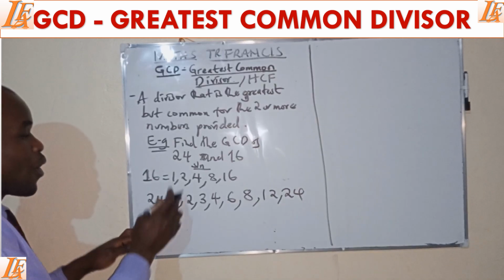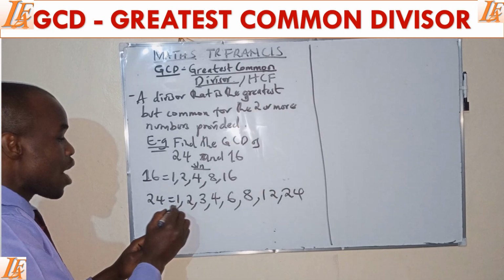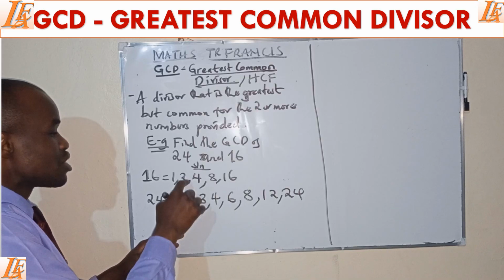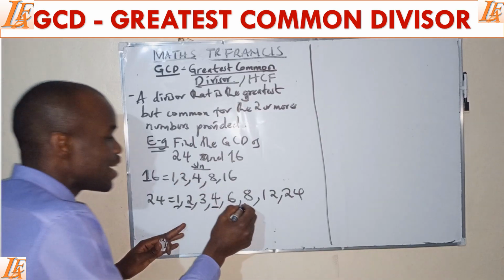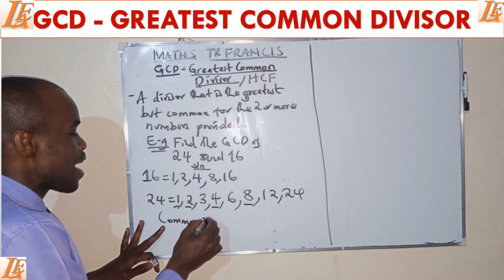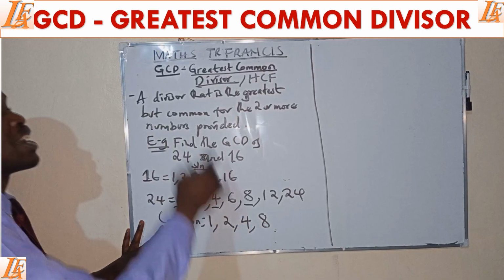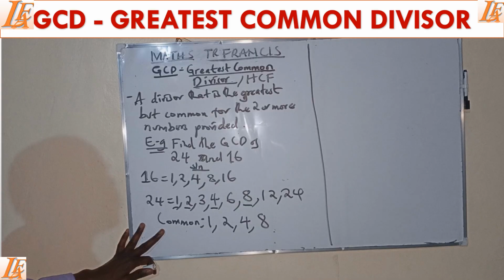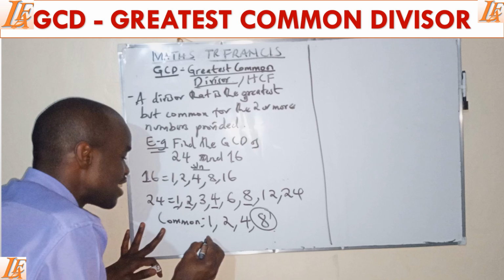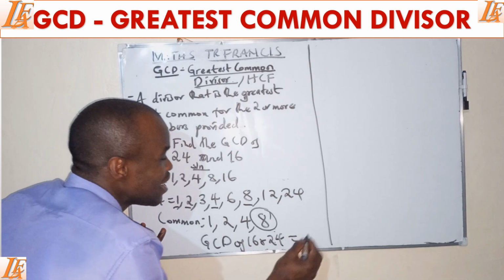16 and 24. The 1 and 1, it is common, but it is least. 2 and 2, so we have 1, we have 2. We look which is common first. 1 is common for both, 2 is common, 4 is common, 8 is common. Now ask yourself, common factors here are 1, 2, 4, and 8. But we talk about a divisor which is the greatest but common for the two numbers. So, which is the greatest? 8. So the GCD of 16 and 24 is 8.